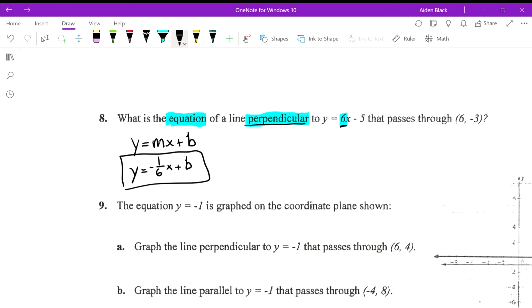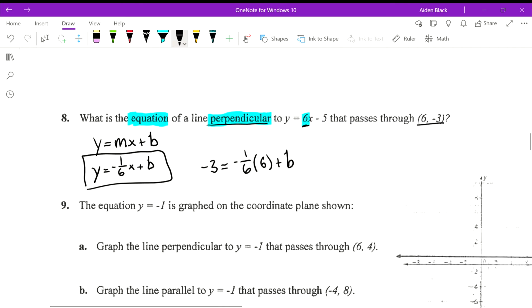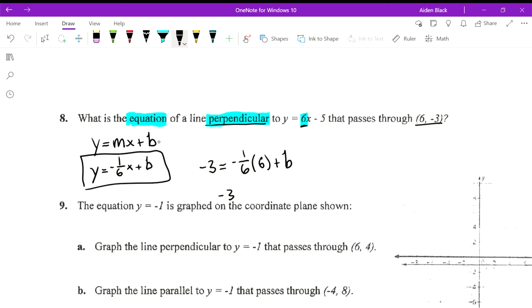So we've satisfied one criteria, but we also need to satisfy this. To do that, you plug that value in, like the x value and the y value. Y is negative 3, so negative 3 equals negative 1 over 6 times our x, which is 6, plus b. Now, this equals negative 3 equals negative 6 over 6 plus b.